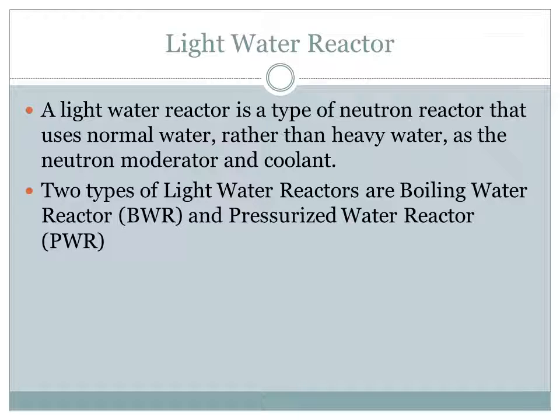A light water reactor is a type of neutron reactor that uses normal water rather than heavy water as the neutron moderator and coolant. Normal water is your typical H2O, while heavy water is a form of water that has a larger than normal amount of hydrogen isotope. Light water reactors require fuel that has been enriched, while heavy water reactors do not. Again, as discussed before, the two types of light water reactors are boiling water reactors and pressurized water reactors.